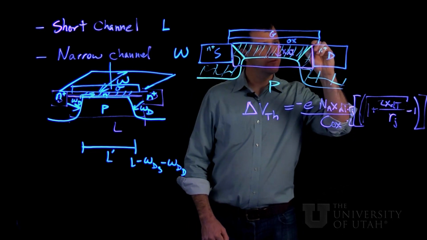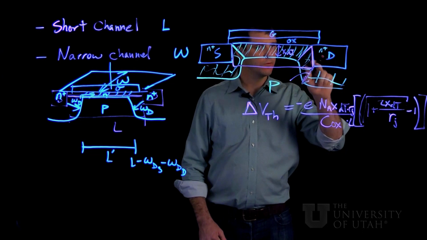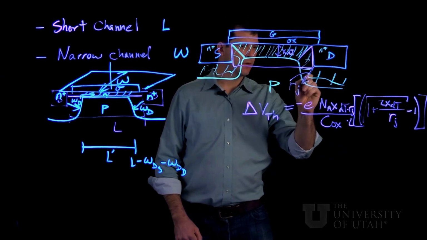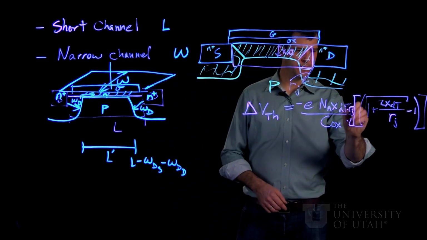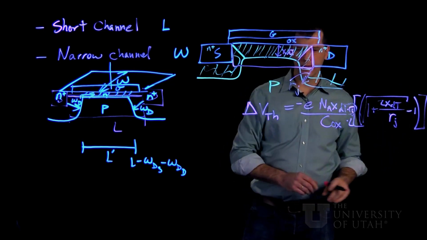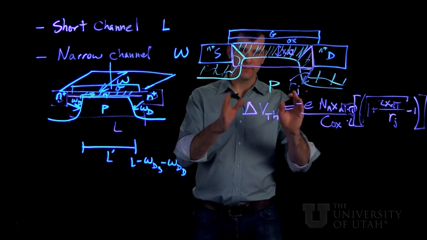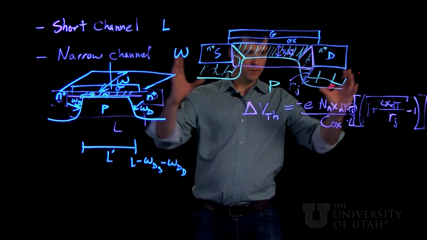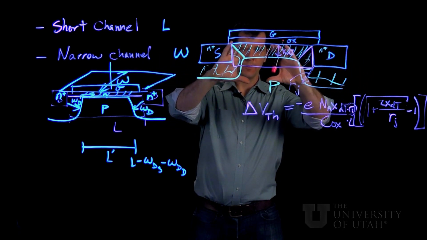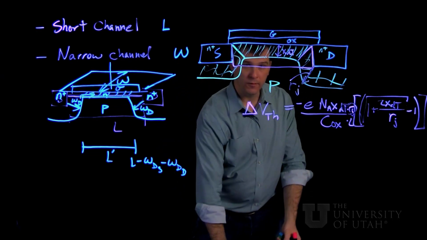And the critical distance here is this distance from the corner of the drain over to the edge of the depletion width. That's this Rj distance. So the geometry here, you can see, comes into this factor. Overall, though, what this means is that the threshold voltage is going to move in the negative direction. So as you start shrinking the channel length, you're making L smaller and smaller, the threshold voltage is actually going to be changing lower and lower.